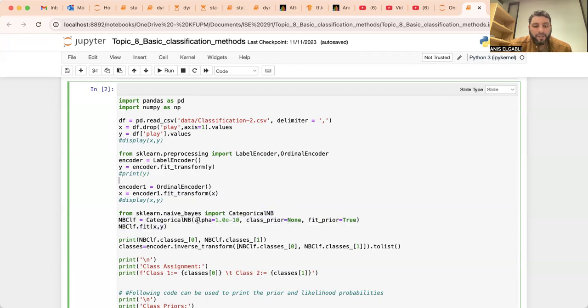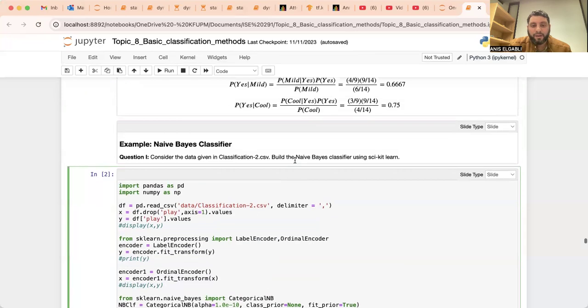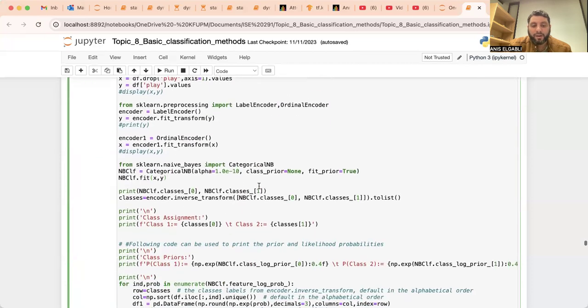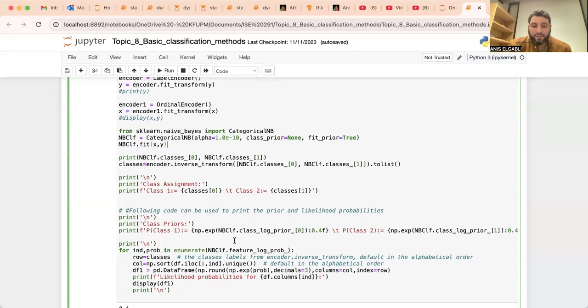Okay, so simply here, these are the input arguments we pass for the naive Bayes classifier, the categorical naive Bayes classifier. Alpha, as far as I remember, is like the smallest probability. Sometimes if the probability is 0, you have a division by 0 here, and that will create an issue. So alpha is introduced to avoid that issue, okay? You put a minimum there, so you avoid dividing by 0.